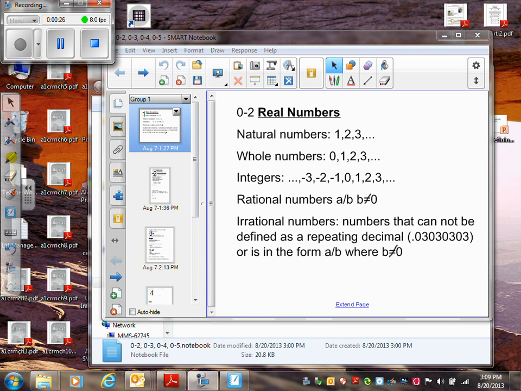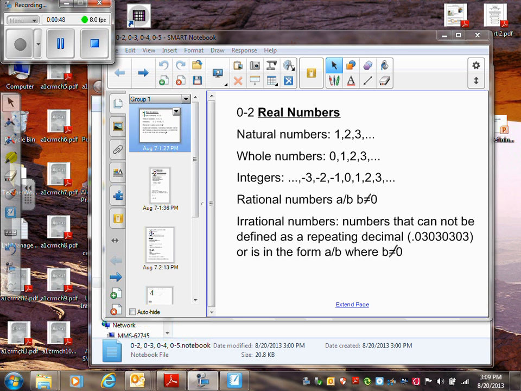First of all, here in 0-2, we're talking about numbers. The only thing I want you to know here is the difference between natural numbers, whole numbers, and integers. If I ask you to count to 10, naturally you're going to start at 1. So that's how you can remember natural numbers. Whole numbers have the 0, and integers go through the negatives.